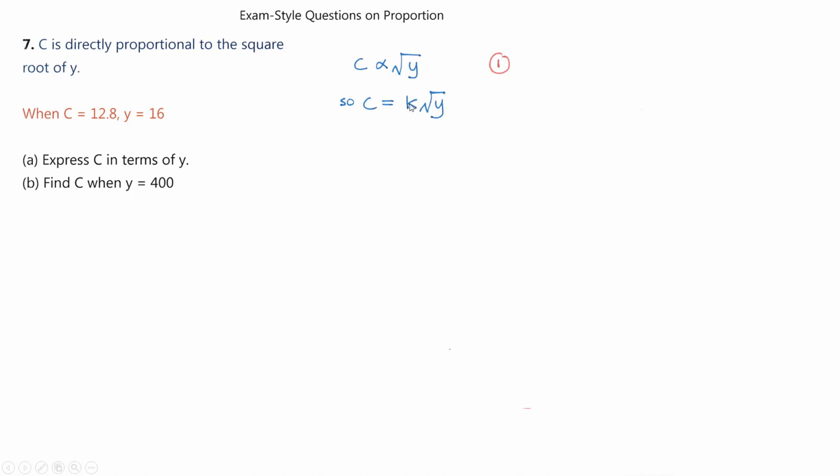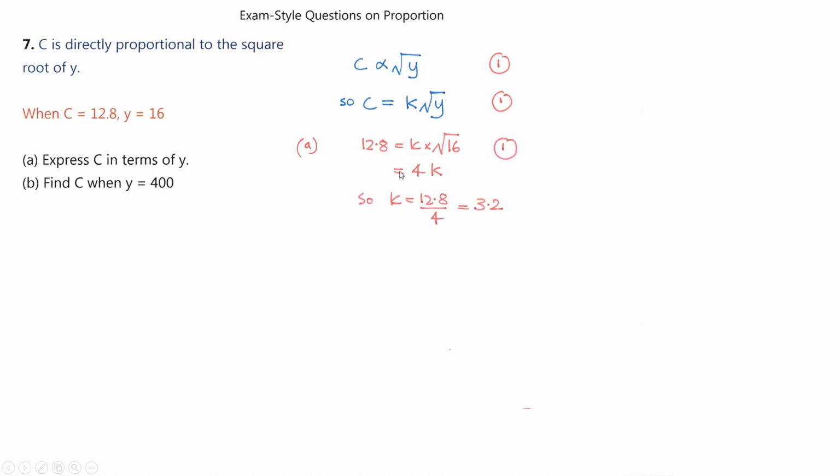And we've got to find out what that number is. We're going to do that, just like all these other questions, by putting in the numbers we've got here. So c is 12.8 and y is 16, a nice number that we can square root. So put the numbers in. 12.8 is k times the square root of 16. The square root of 16 is 4, so 12.8 is 4k.